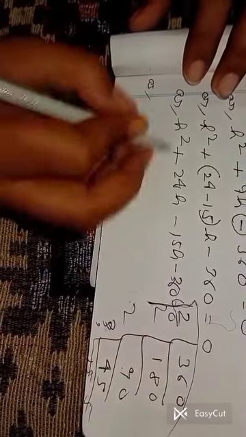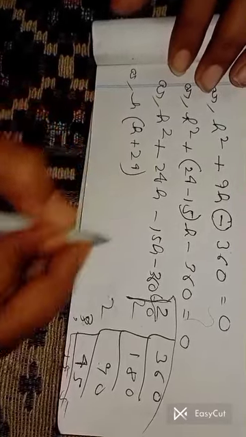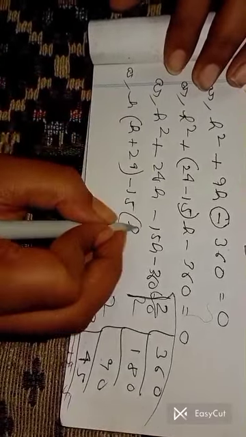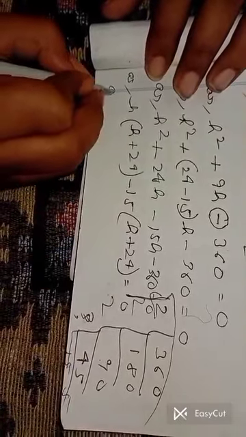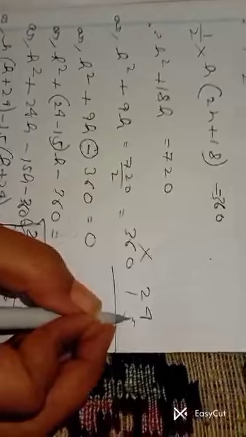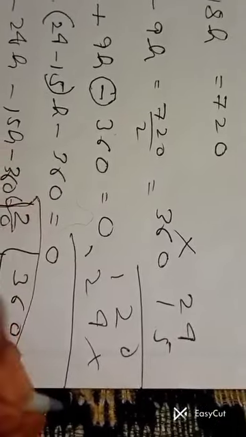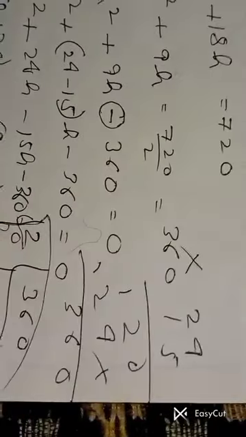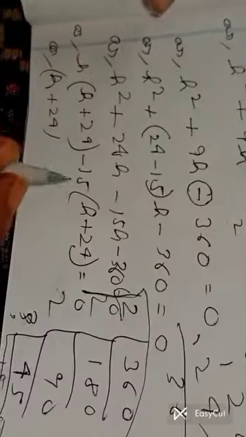So what do we do? From the first two terms, we take h as common, so it gets to h into h plus 24, and if we take minus 15 as common, we get minus 15 into h plus 24, which equals 0. So what are the two terms? One is h plus 24 and the other is h minus 15. If you multiply 24 into 15, what do we get? 5 into 4 is 20, 5 into 2 is 10, so 120, and this is 24.